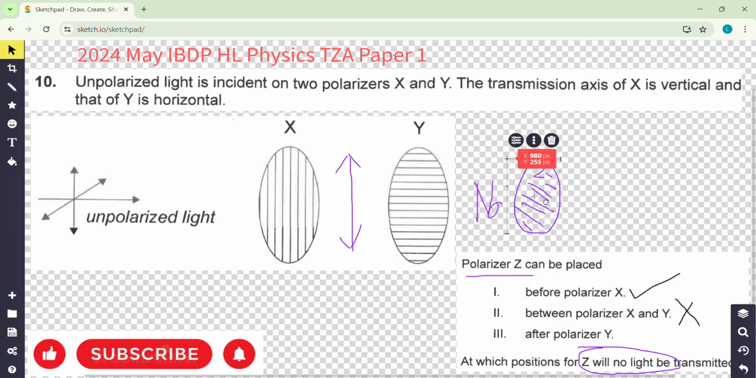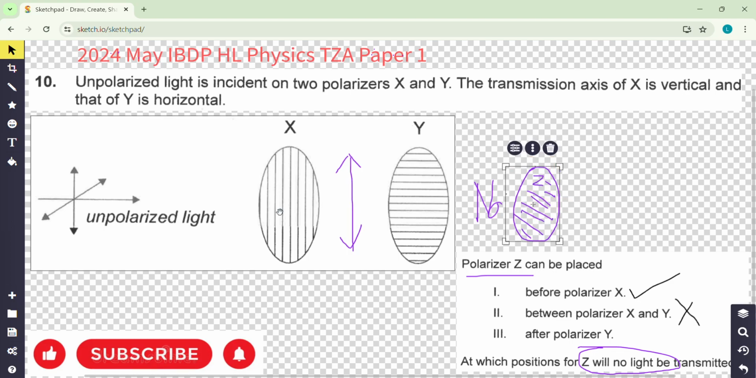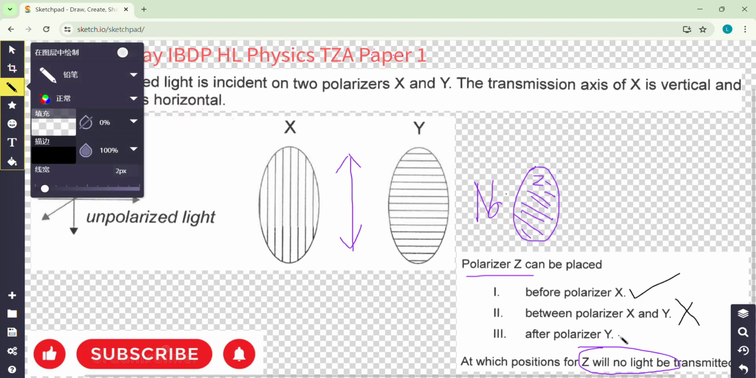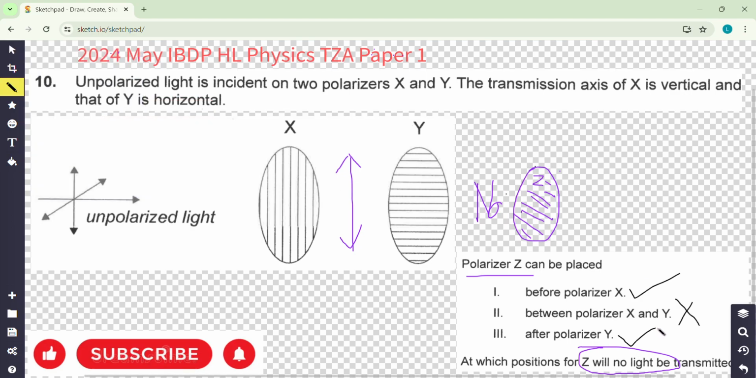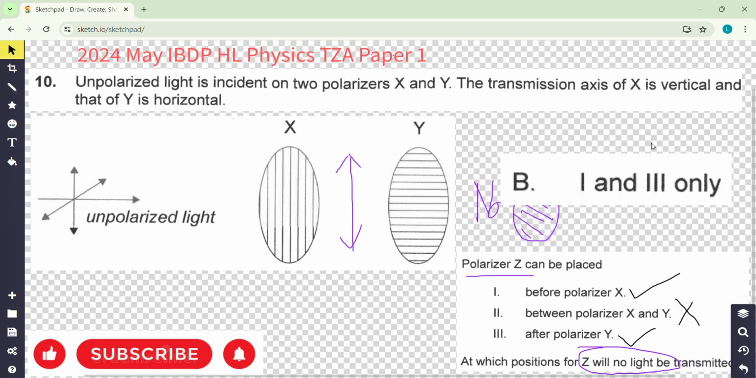How about after polarizer Y? Okay, if placed here, of course no use, right? No light passes through, so no matter what polarizer you place here, still no light passes through. So after polarizer Y is okay. So what is the answer? Yes, B, 1 and 3 only.